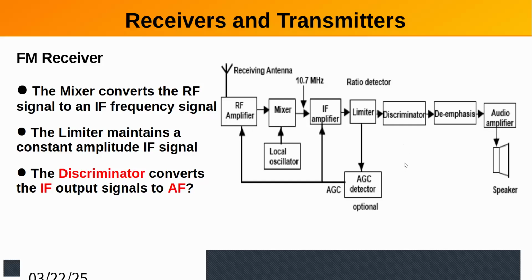So the bottom line is the discriminator is used to convert that IF signal to AF. What's the de-emphasis? That's the pre-emphasis on the transmitter. Oh, okay. You transmit with pre-emphasis, so you've got to get rid of it over here, so you're compatible with phase modulation. I don't know why that is an issue, but it's what it says in the book.